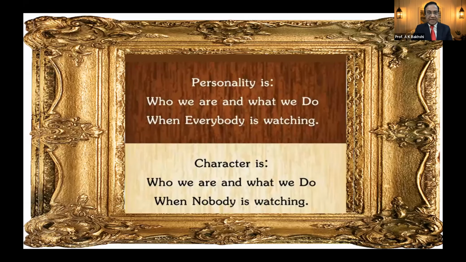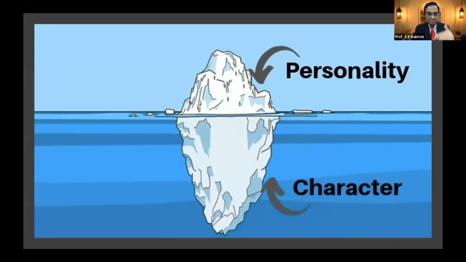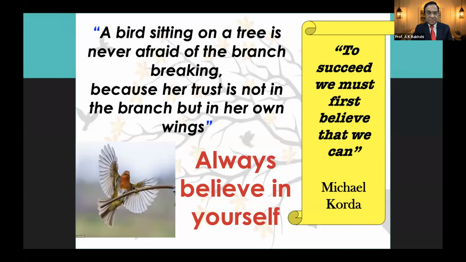Personality is who we are and what we do when everybody is watching. Character is who we are and what we do when nobody is watching. Personality is outward manifestation. Character is deep in between. The most important thing for success, especially for the students, is always believe in yourself. To succeed, you must believe that you can. Look at the quote. A bird sitting on a tree is never afraid of the branch breaking because her trust is not in the branch, but in her own wings. That type of confidence you should have in yourself.